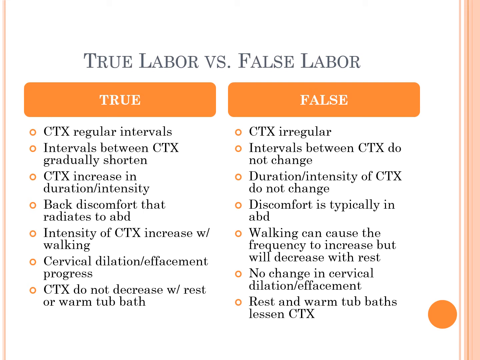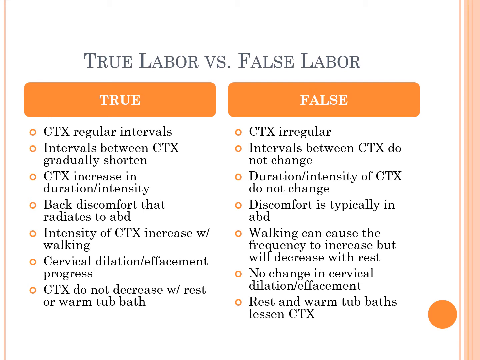So false labor, you're going to have contractions that are irregular, and you may notice that they're coming somewhat in a pattern or feel like they're coming, but they're still not as regular as what a true labor process is. The intervals between contractions usually do not change. They still maintain pretty irregular. The duration and intensity of the contraction usually doesn't change. They're usually pretty short, 30 to 50 seconds. They might seem a little stronger over some time, but most of the time they stay about the same. A lot of times women feel more of the discomfort with these in their tummy and their abdomen instead of in their back.